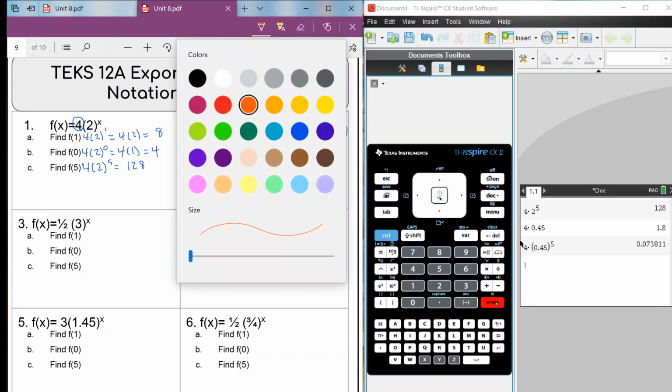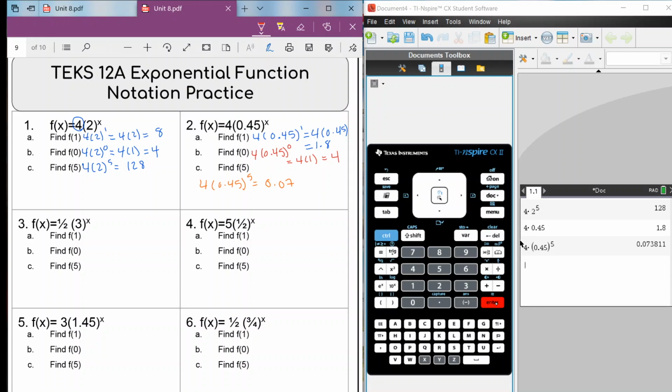Okay, so this is what you should have got. So if we plug in 1, this is 1/2 times 3 to the 1st power, which is 1/2 times 3, which is 3 over 2, or if you did it on a calculator, you would have got 1.5. Okay, now let's check 0. So we know that this is 1/2 times 3 to the 0 power, which is 1/2 times 1, which is 1/2, which makes sense because 1/2 is our y-intercept.